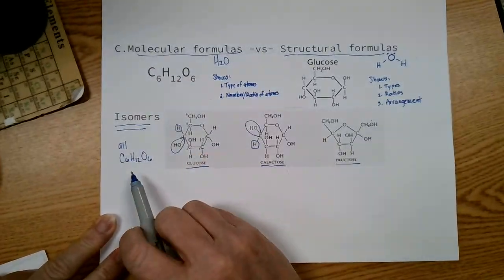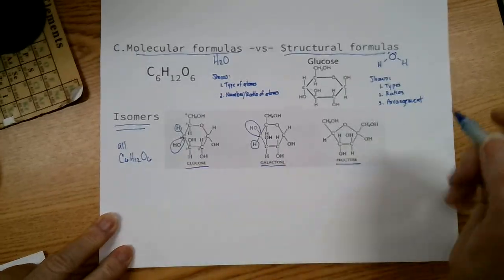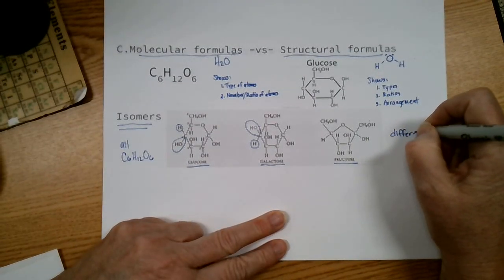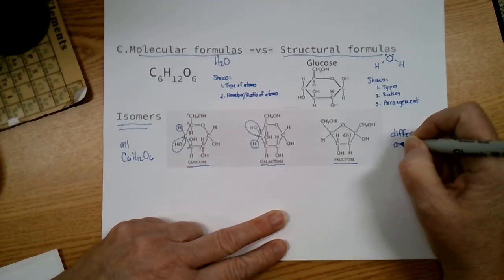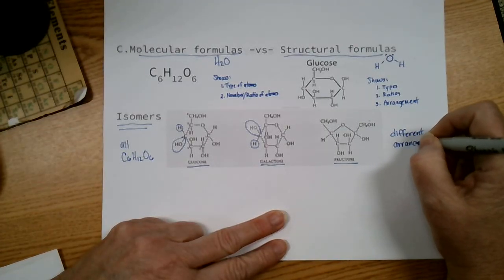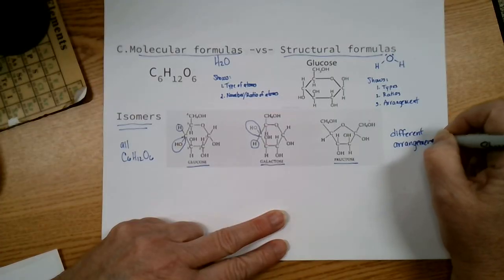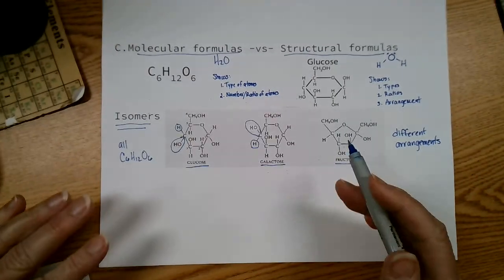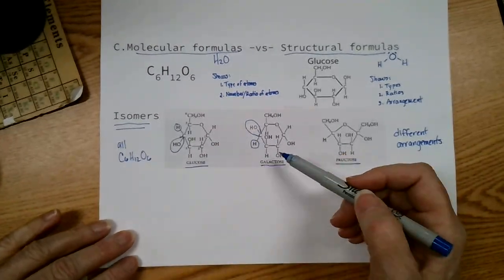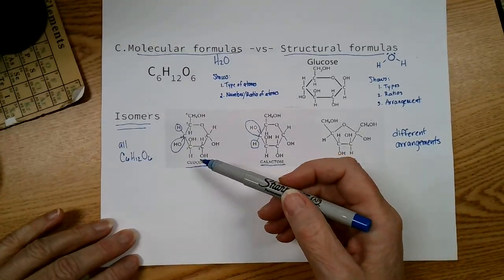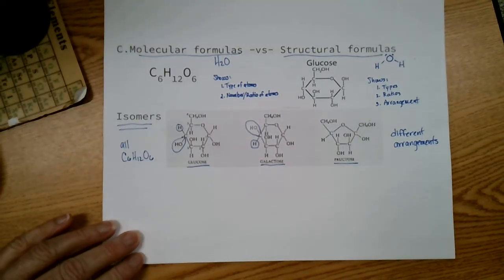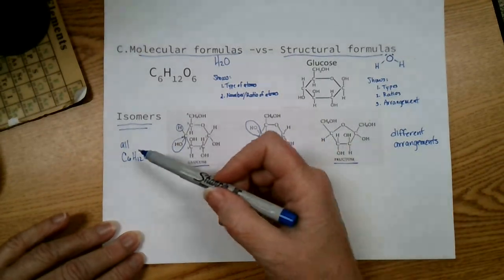And yes, they all have C6H12O6, but they have different arrangements. And that's what we call an isomer. Now, we'll say glucose is an isomer to galactose, but will glucose be an isomer to, say, amylose, which is another sugar out there? No. Okay, they have to have the same thing.